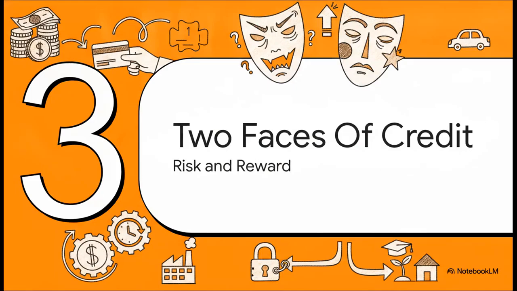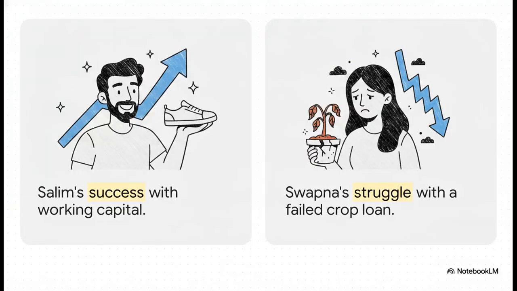Which brings us nicely to part 3, the two faces of credit, risk and reward. Now, credit, or taking out a loan, is basically just an agreement where a lender supplies money or goods in return for a promise of future payment. But it is definitely not a one-size-fits-all concept.